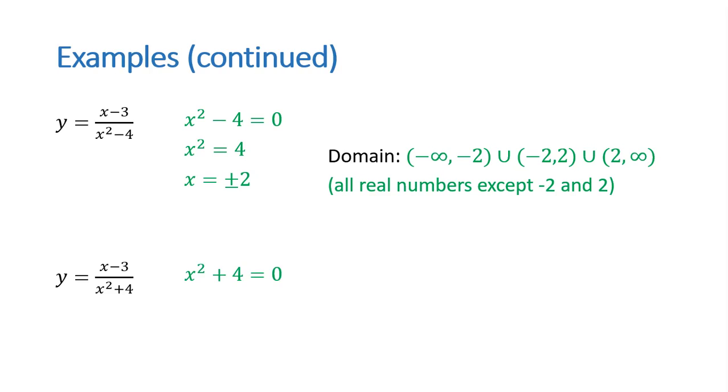So y is equal to x minus 3 over x squared plus 4. So now I set x squared plus 4 equal to 0. Let's see if we can solve this the same way. So move the 4 over, we get x squared equals negative 4. There's a problem here though.